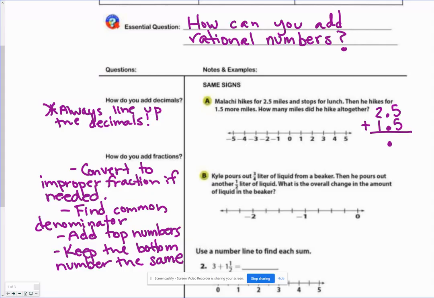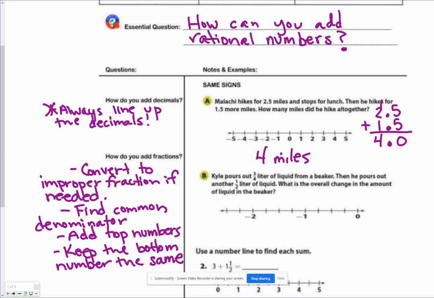That's the rules. 5 plus 5 is 10. Carry the 1. 2 plus 1 is 3 plus 1, 4. So how far did he hike altogether? 4 miles. All right, you could have used the number line as well. I don't really like to use the number line when doing fractions and decimals personally. It's just hard to tell where some of those lines are supposed to be.